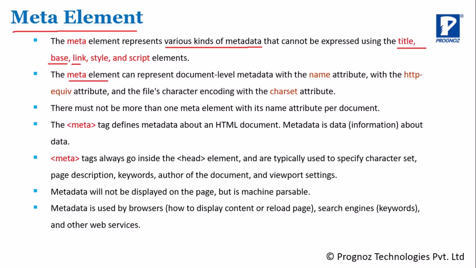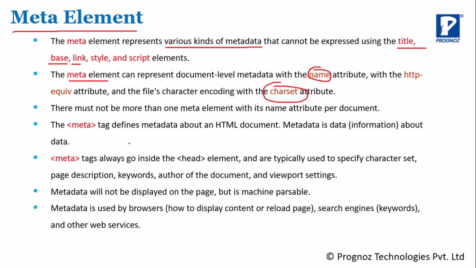In the meta element, we can use attributes: the name attribute, the http-equiv attribute, the charset attribute. There are so many attributes we can use in meta, such as the content attribute, and the name attribute through which we can represent the value. The meta tag we can write more than once in a particular page. Title we can write only one. Base we can write only one. But meta can be more than one.